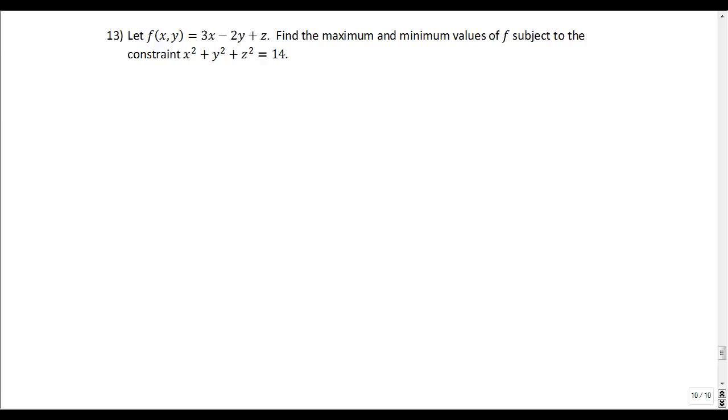Okay, so last question here. We have f of xyz is 3x minus 2y plus z. We're going to find the maximum and minimum values of f subject to a constraint, x squared plus y squared plus z squared equals 14. So this technique, when we're trying to find a max and min value of f subject to some constraint, a technique that works is Lagrange multipliers.